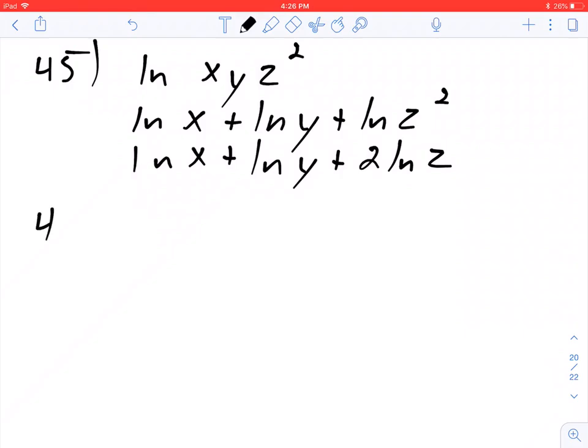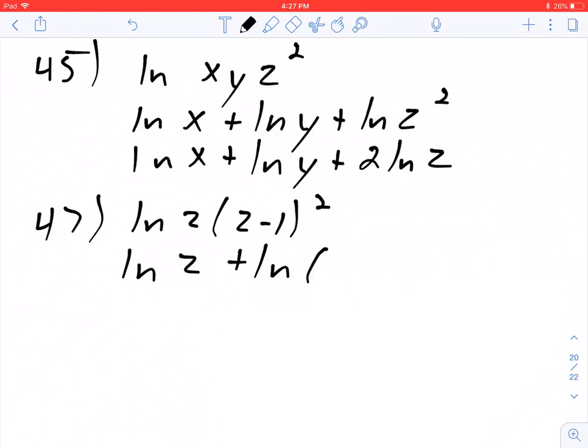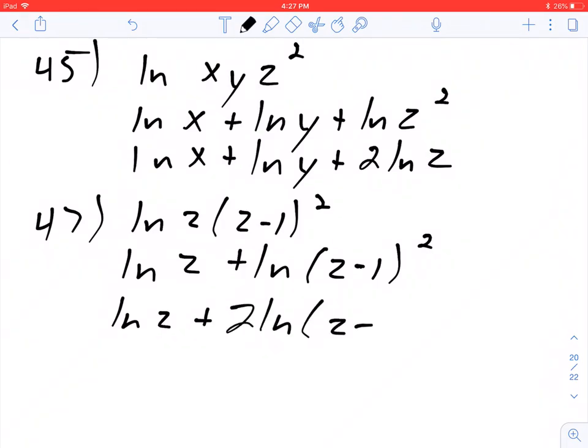Now 47 is natural log of z times z minus 1 squared. This is also going to utilize the product property. So we're going to have natural log of z plus natural log of z minus 1 squared. And then we're also going to use the power property here, making this natural log of z plus 2 natural log of z minus 1. And there's your final answer for 47.